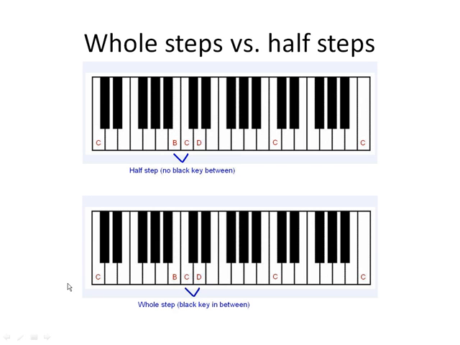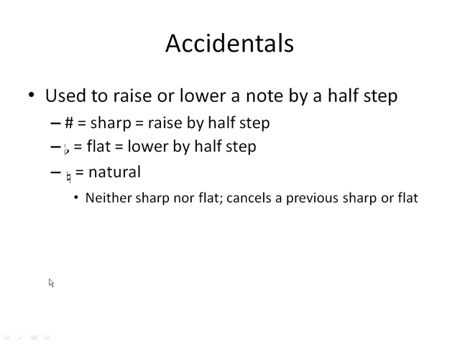We can think of the black keys as alterations of the notes on the white keys. In order to make these alterations, we need accidentals. Accidentals are used to raise or lower a note by a half step. They consist of sharps, which raise a note by a half step, flats, which lower a note by a half step, and naturals, which cancel out a sharp or a flat.